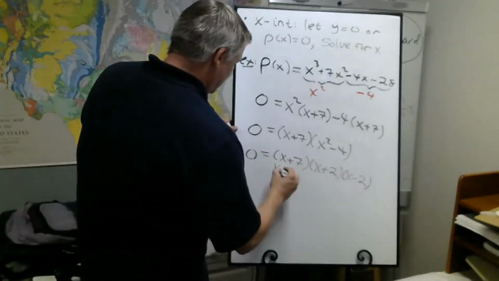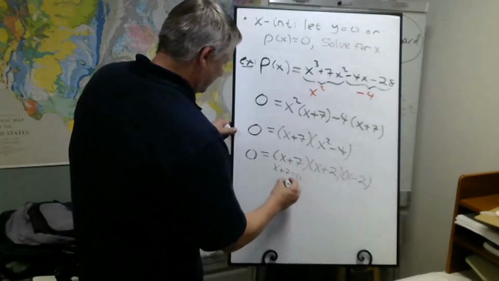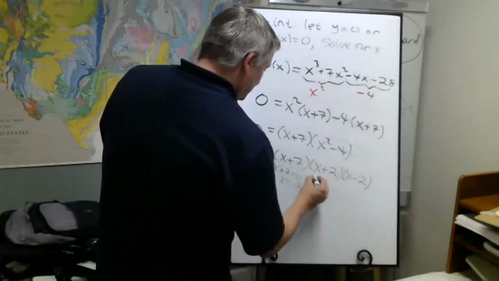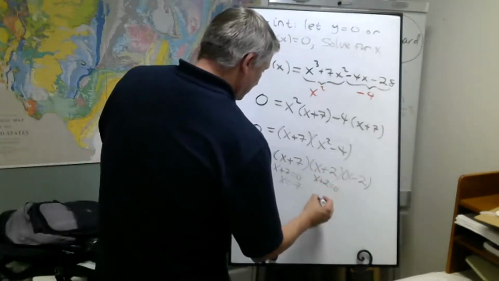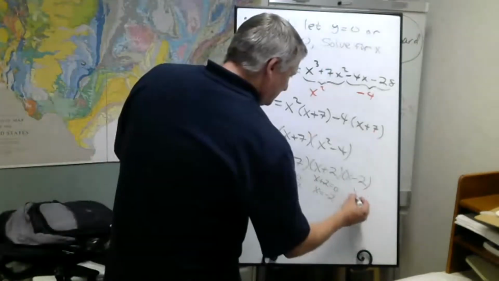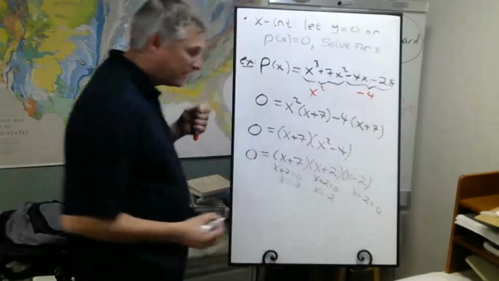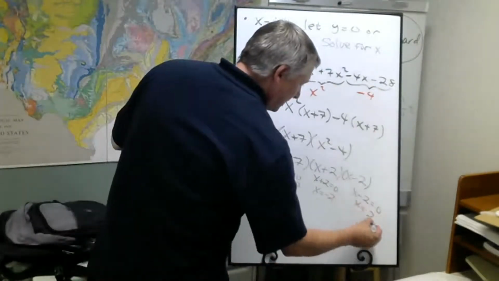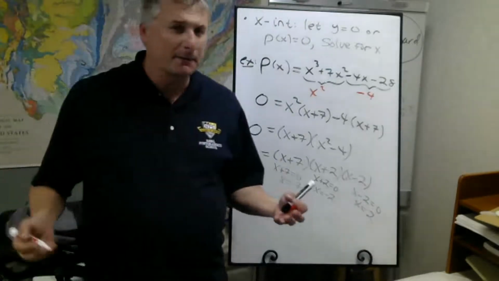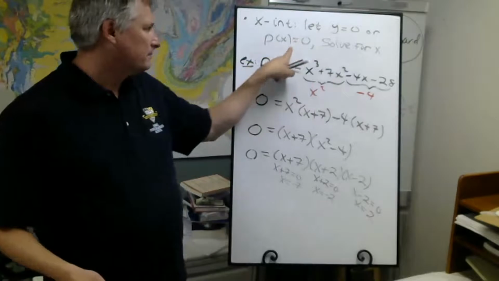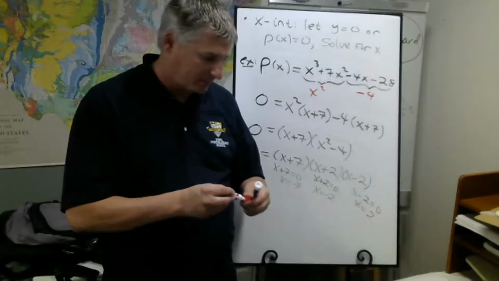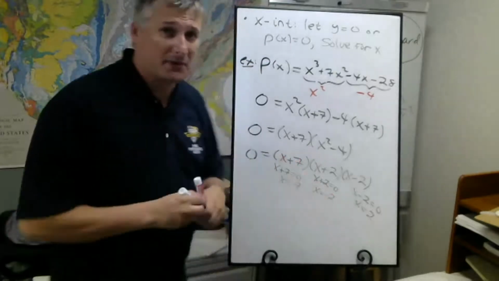So for this to become 0, we find out x needs to be -7. Okay. For this to be 0, we find out x needs to be -2. All right. For this to be 0, we find out x needs to be 2. So what have we figured out here? When we let y, or p of x, be 0, we get 3 x's that make that happen. That means we had 3 x-intercepts.